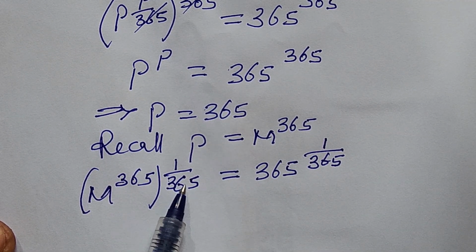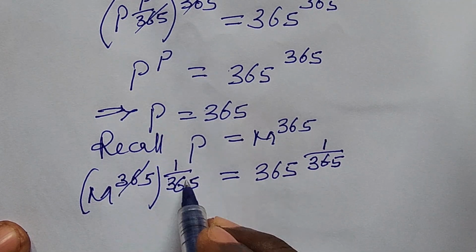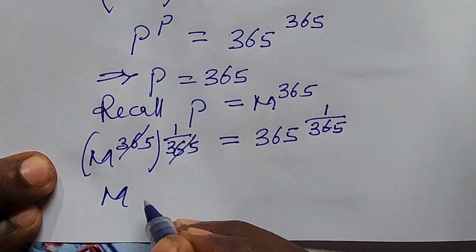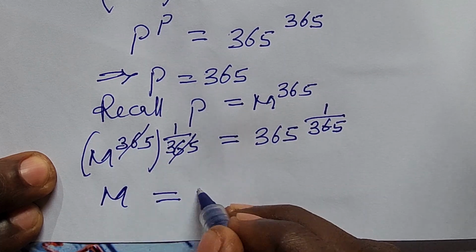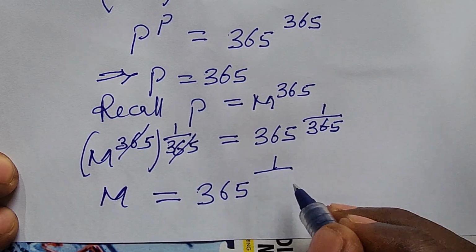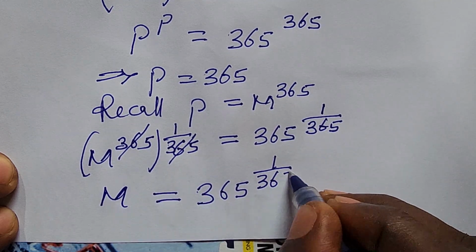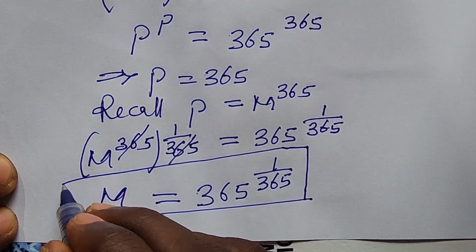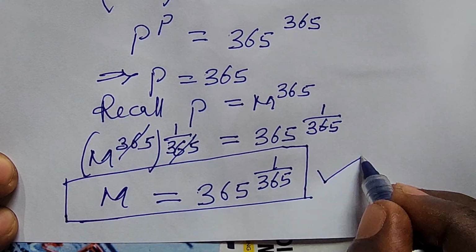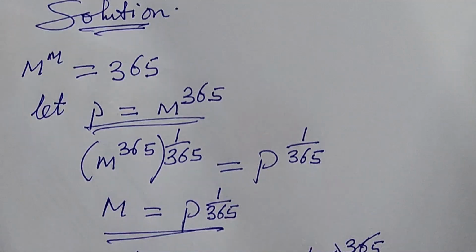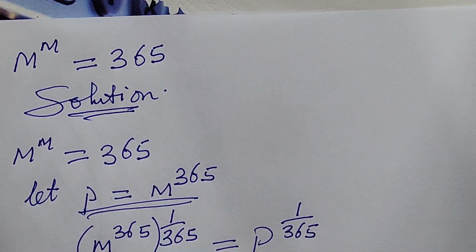So again, this and this will leave. So we are left with what? Our m. So we have our m is equal to 365 to the power of 1 over 365. So this is the value of m that will satisfy this equation. This is our original equation here.